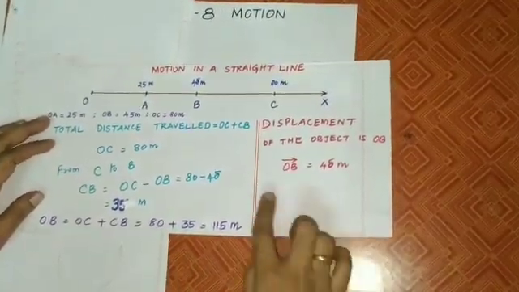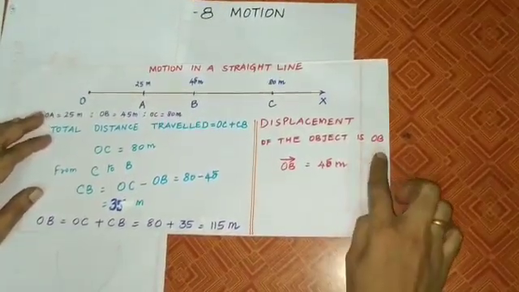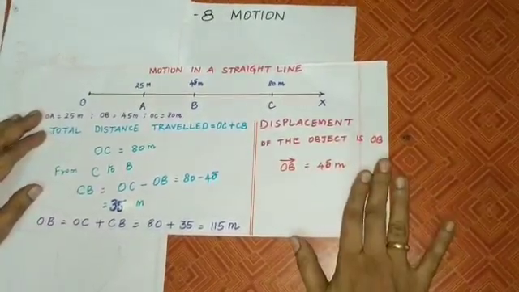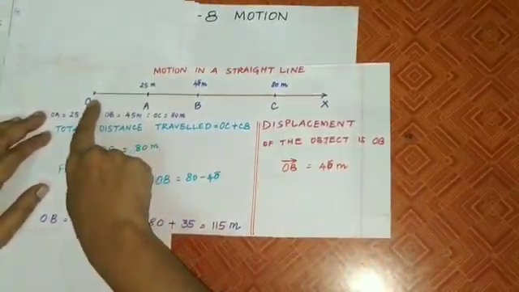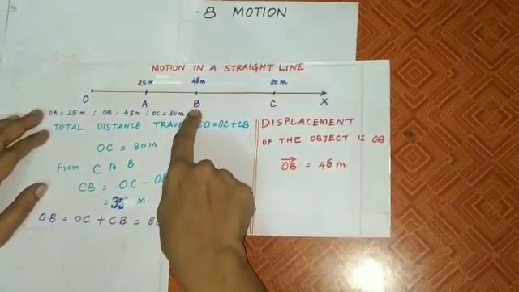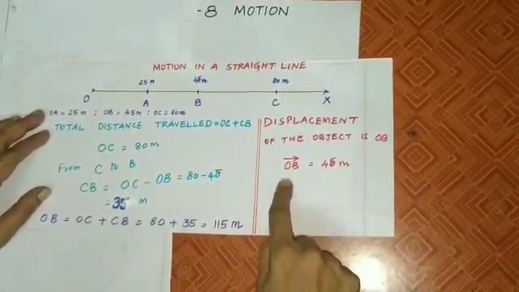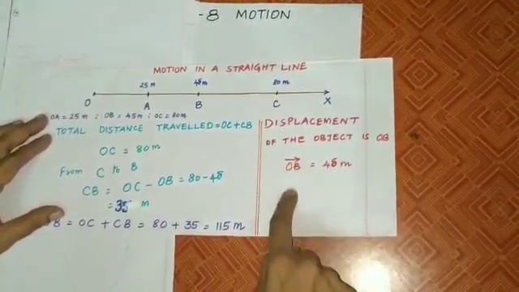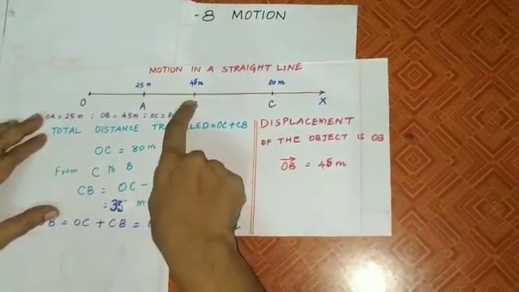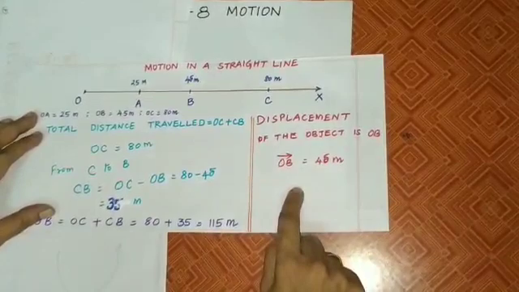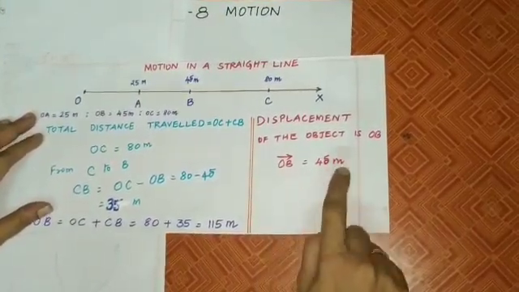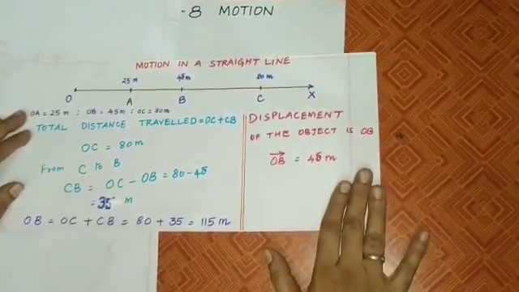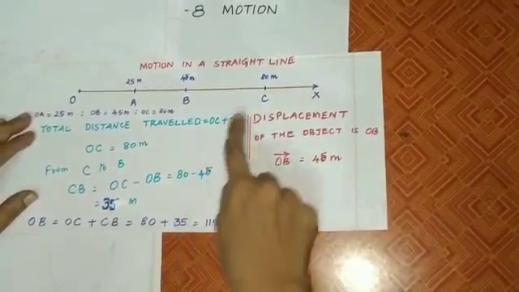Now, moving on to the displacement. How will you calculate the displacement? The initial position is O and the final is B. So, the displacement of the object here is, you can directly join those 2 points with a straight line which gives you the shortest possible distance, that is OB. So, OB, if you see here, it is 45 meter. So, the displacement of the object is 45 meter here.